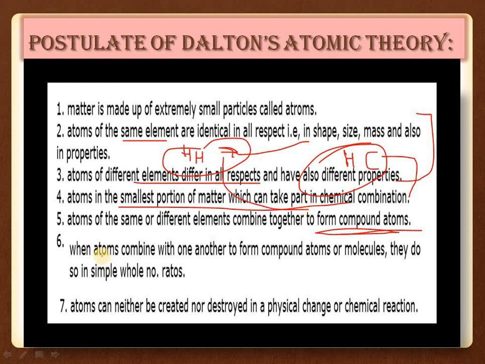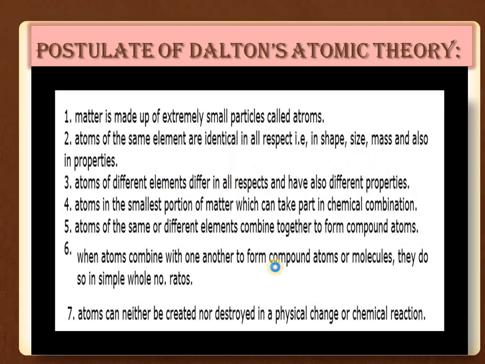The sixth postulate is: when atoms combine with one another to form compound atoms or molecules, they do so in a simple whole number ratio, and this we studied in all the five laws, that atoms always combine in a simple whole number ratio. And the last but not the least postulate is: atoms can neither be created nor be destroyed in a physical change or a chemical reaction. This is what the law of conservation of mass is. So these are the 7 postulates and you have to write all 7 if anyone asks you the question: what are the postulates of Dalton's atomic theory?